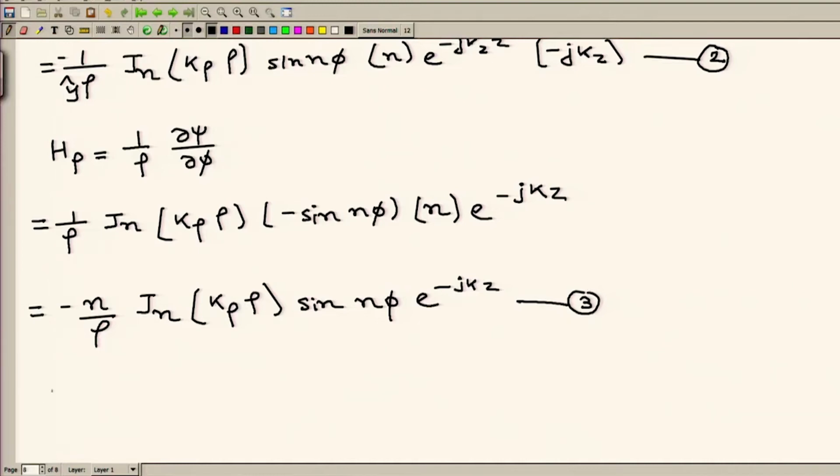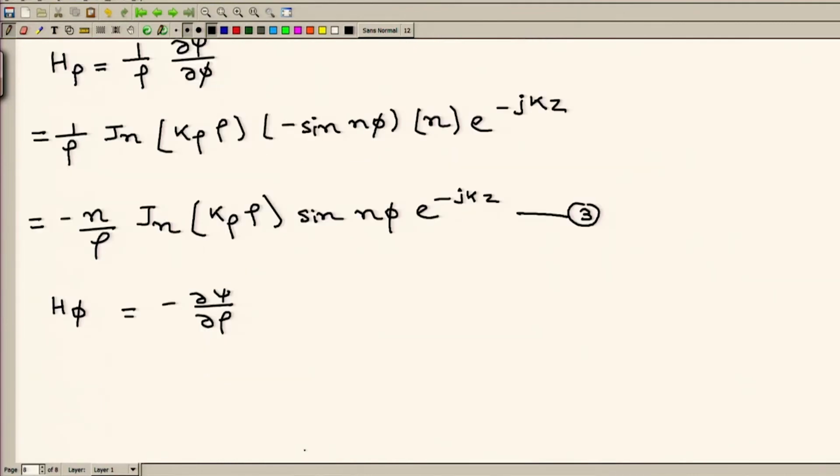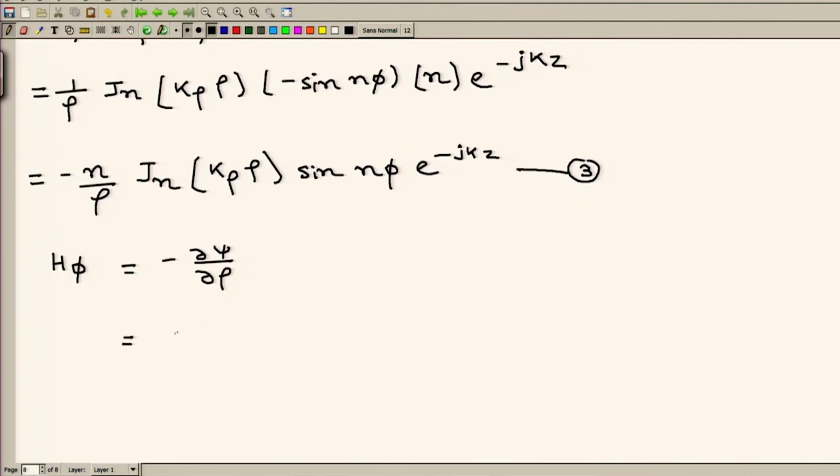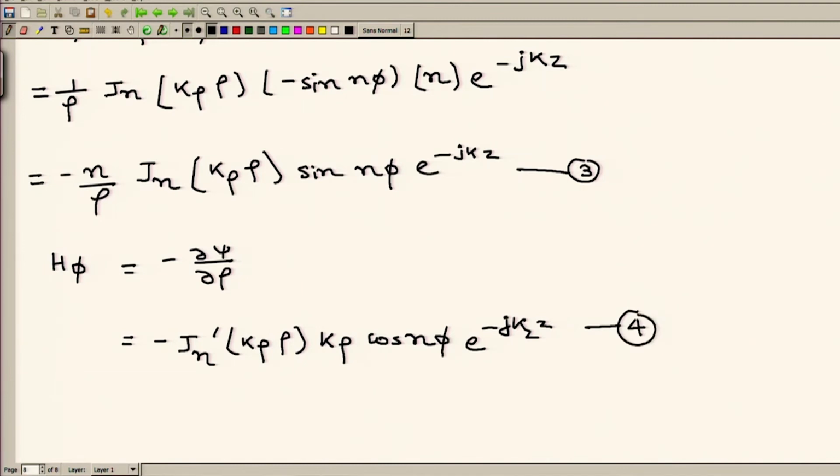Now, H phi is minus of del psi del rho, that is equal to, with respect to rho, minus of J n prime k rho cos n phi e to the power minus j k z z. So, this is equation number 4.